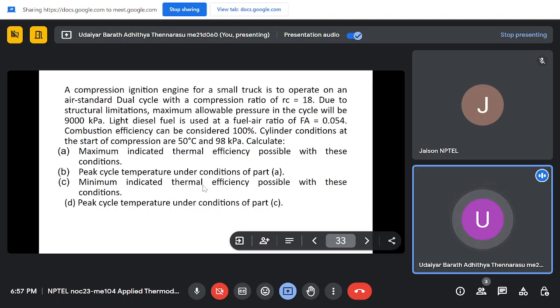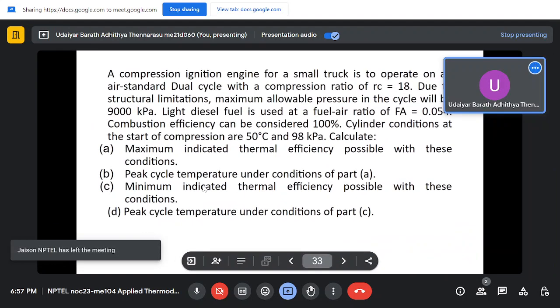Light diesel fuel is used at a fuel-air ratio of 0.054. The combustion efficiency can be considered as 100%. The cylinder conditions at the start of compression are 50 degrees Celsius and 98 kilopascal. So the initial condition is known, and we are limiting the maximum pressure which we can reach to 9000 kilopascal. The fuel-air ratio is given, and the compression ratio is given.